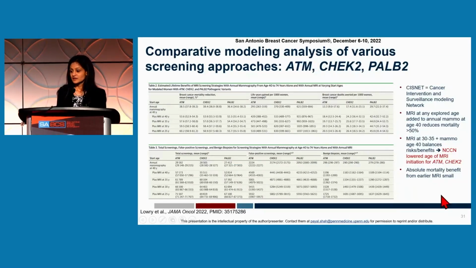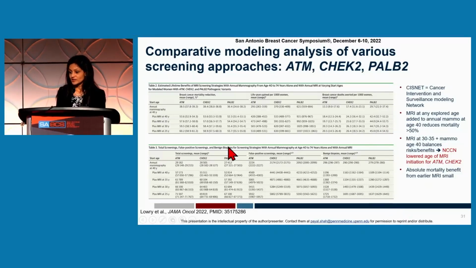So CISNET conducted a comparative modeling analysis of various screening approaches in individuals with pathogenic variants in ATM, CHEK2, and PALB2. And this type of approach is actually quite important because, as you can imagine, it would be very difficult to conduct a randomized controlled trial evaluating all of these screening approaches. They evaluated benefits of screening as shown here, including breast cancer mortality reduction, life years gained per 1,000 women, as well as breast cancer deaths averted per 1,000 women, and also looked at some of the risks of screening shown in the bottom table, including total number of screenings, false positive screenings, and benign biopsies.